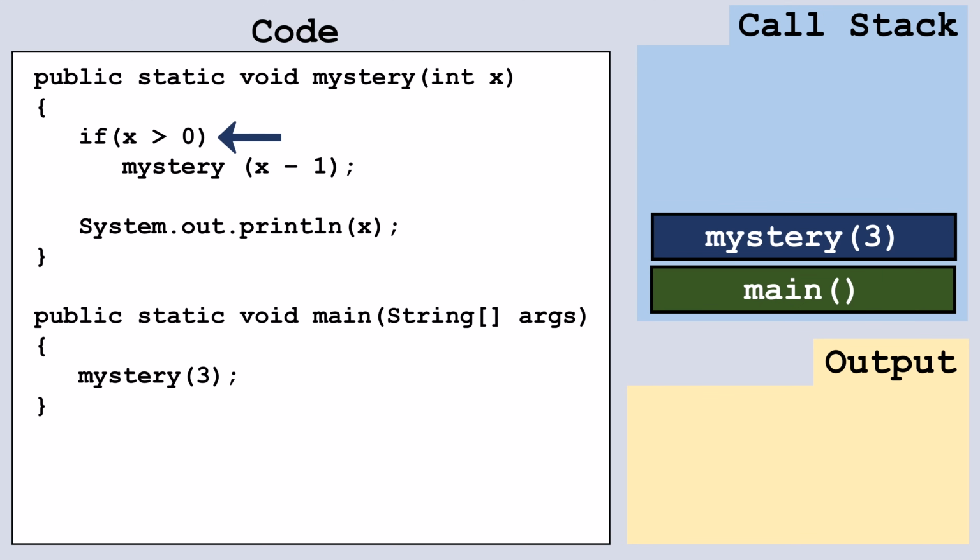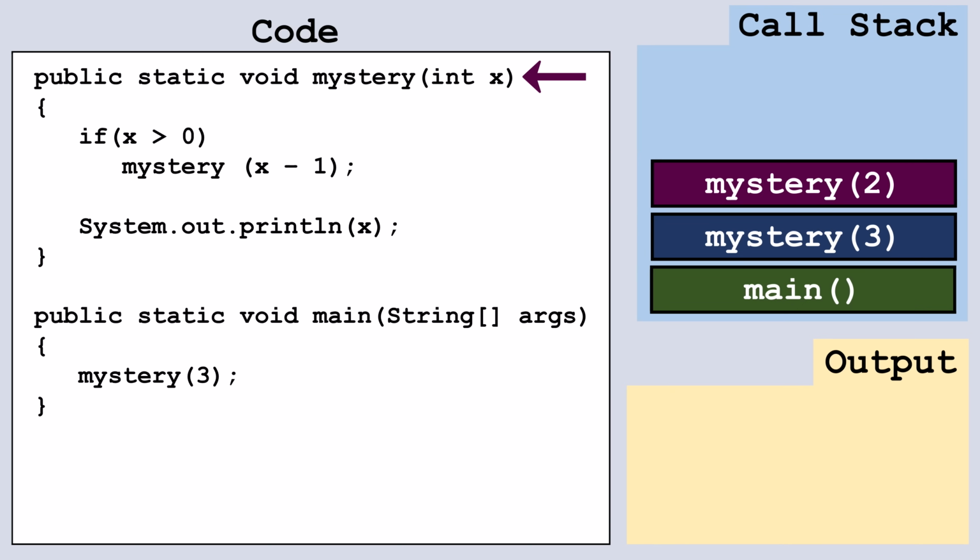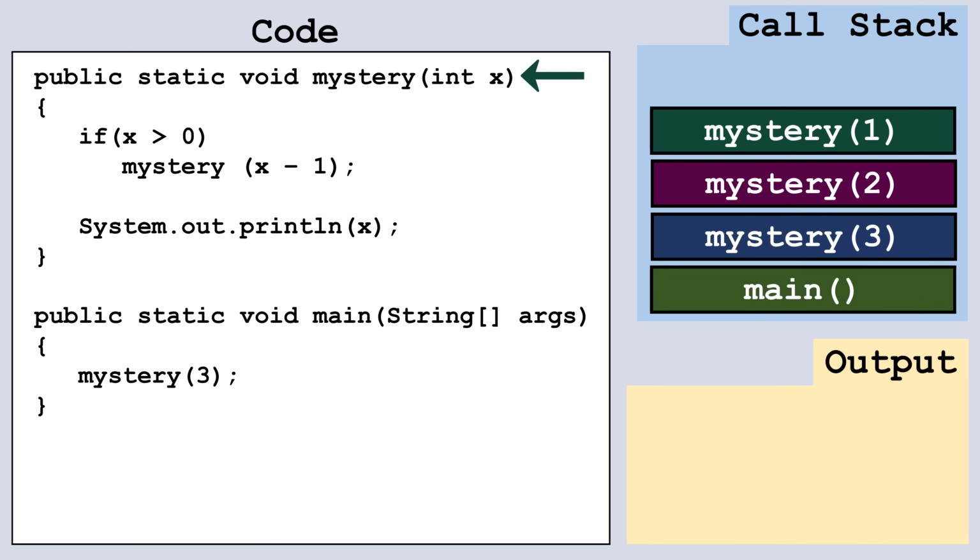We check if x is greater than 0. 3 is greater than 0, so we make another call to the method. X minus 1 is 2, so we call mystery 2 and push it onto the stack. The System.out.println at the end of the method won't be processed until we work our way back down the stack. In this frame, x is 2. We check, is x greater than 0? It is, so we call mystery x minus 1 and push mystery 1 onto the stack.